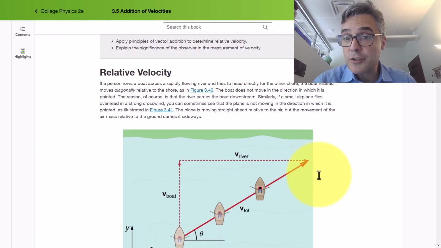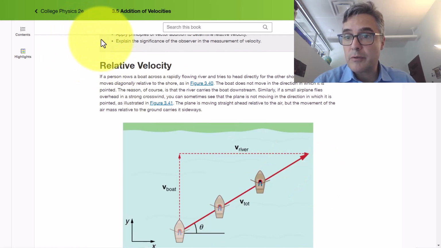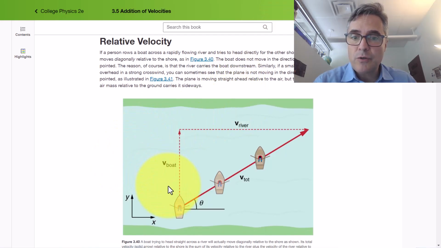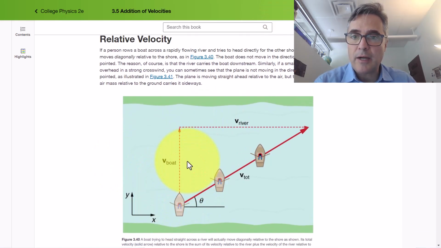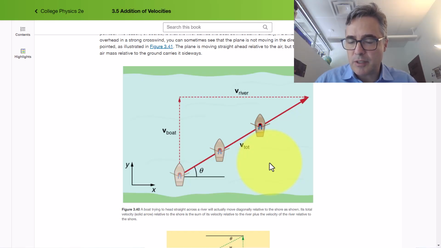To finish off chapter 3 on addition of velocities, we're doing relative velocities, section 3.5. This is just talking about how sometimes there are various objects. And I think the way I'm actually going to introduce it is with my own slides.